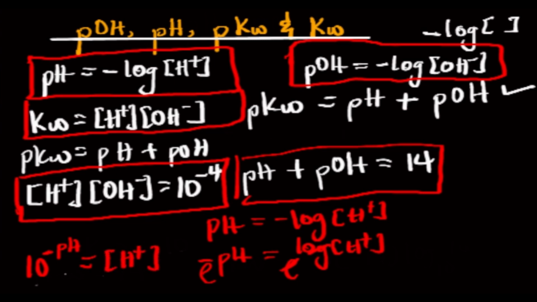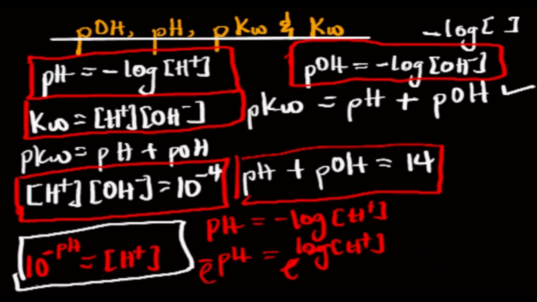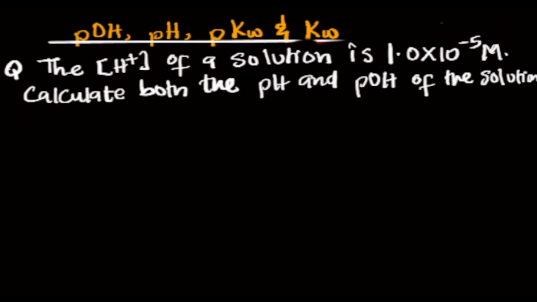So this formula is also very important. That is, hydrogen ion concentration equals 10 raised to the power minus pH. So you have to take note of that. It's very, very important. So these 6 formulas are very, very important to calculate pOH, pH, and also pKw and Kw.